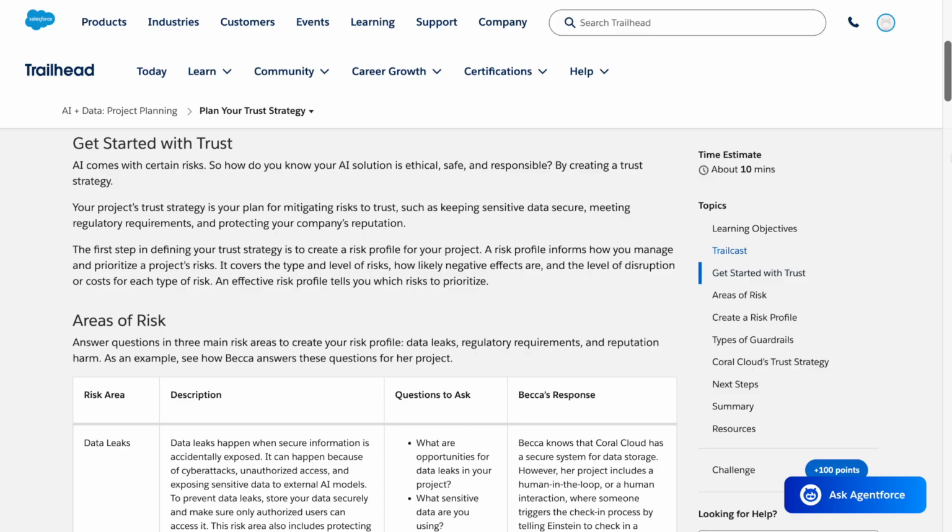The first step in defining your trust strategy is to create a risk profile for your project. A risk profile informs how you manage and prioritize a project's risks. It covers the type and level of risks, how likely negative effects are, and the level of disruption or costs for each type of risk. An effective risk profile tells you which risks to prioritize.